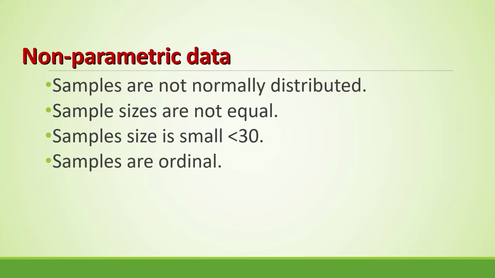The samples are ordinal. Ordinal means, as I explained, they come in order 1, 2, 3, 4, like a questionnaire. You have a questionnaire, and the answer is either I totally disagree, I agree, it doesn't matter, I strongly agree, and so on. The data contain outliers, very extreme values. One of the measurements or values of the data is extremely high or extremely low compared to the rest of the data.